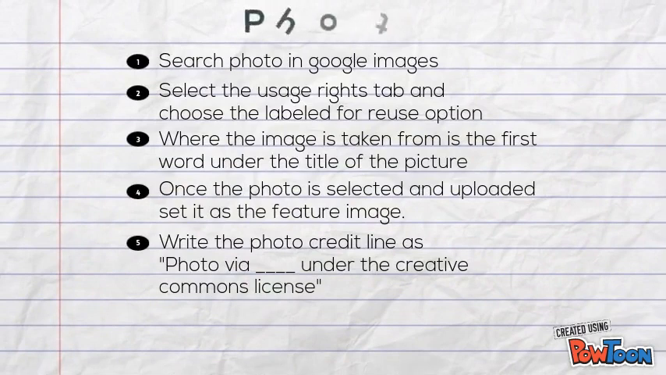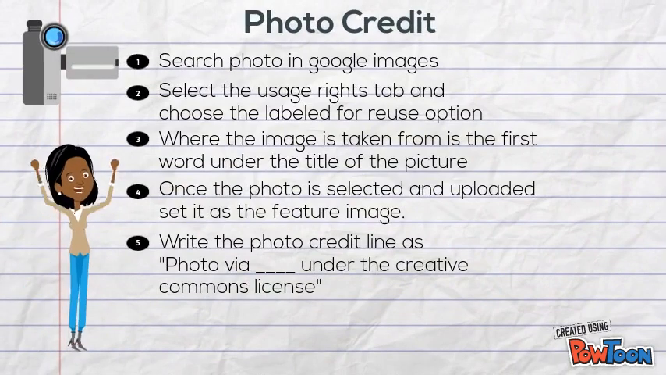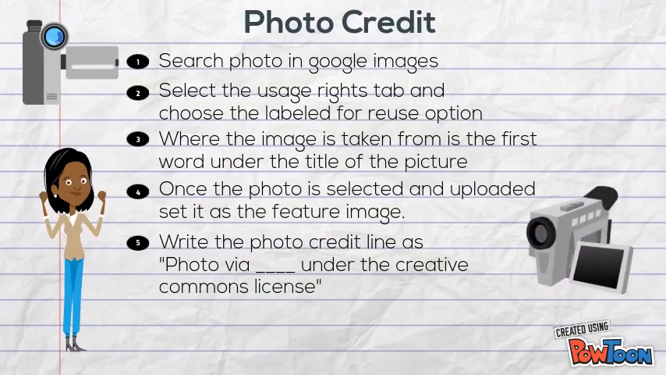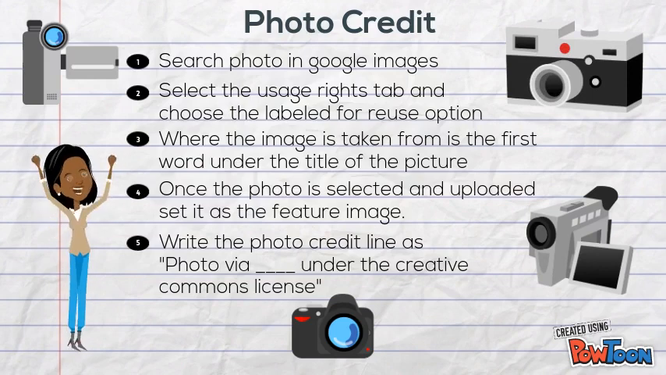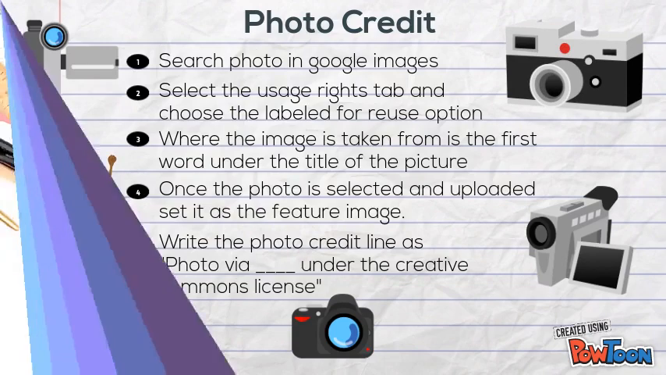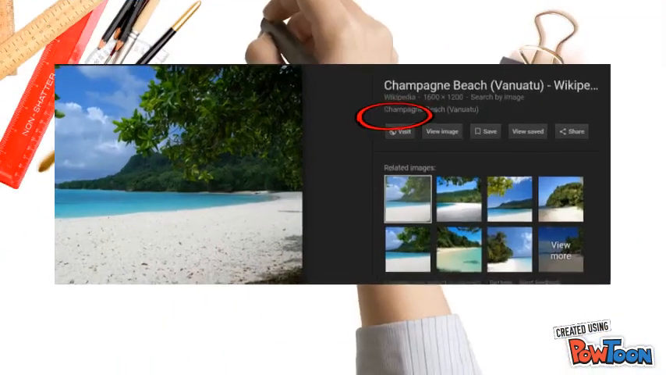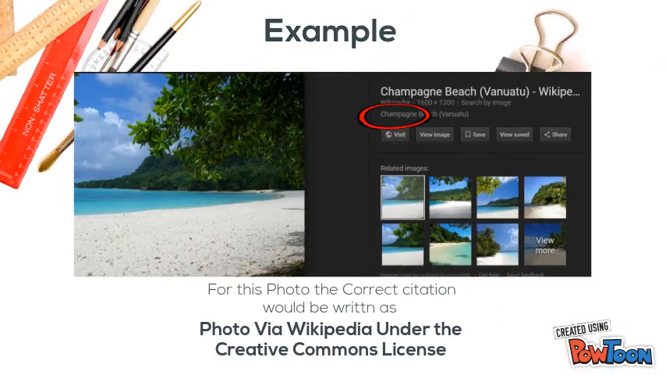Photo credit steps. 1. Search the photo in Google Images. 2. Select the Usage Rights tab and choose the Labeled for Reuse option. 3. Where the image is taken from is the first word under the title of the picture. 4. Once the photo is selected and uploaded, set it as the feature image. 5. Write the photo credit line as photo via blank under the Creative Commons license. Example. For this photo, the correct citation would be written as photo via Wikipedia under the Creative Commons license.